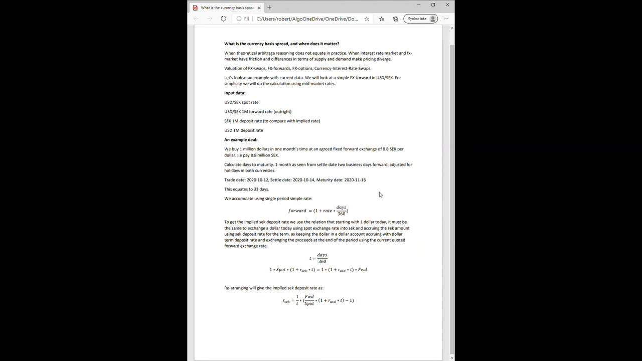And we can rearrange those terms. If we say that the US dollar rate is given, then we can see what this equation would say about which deposit rate needs to be found for the SEK in order to make this equation true. So we will rearrange the terms and get the rate in SEK in year terms.